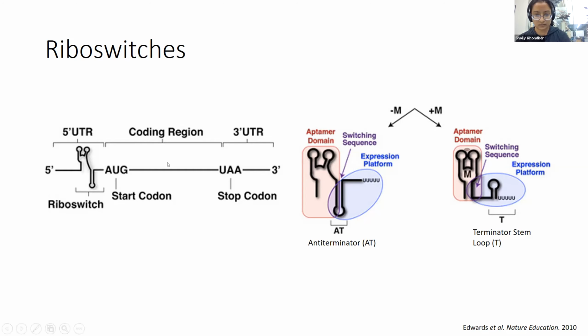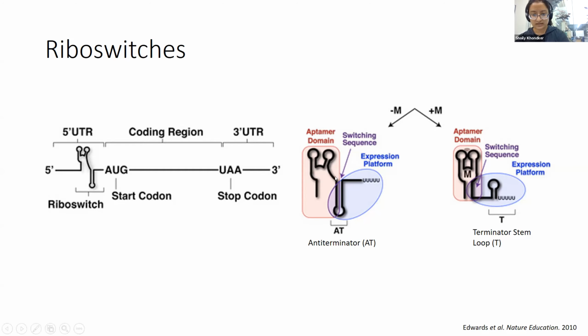So riboswitches are usually present at the 5' untranslated region, which is upstream of where the start codon is, and they typically consist of 2 domains. One is the aptamer domain. This is the region that actually binds the ligand, and the other domain is called the expression platform. So this acts directly on gene expression through changes in a secondary structure.